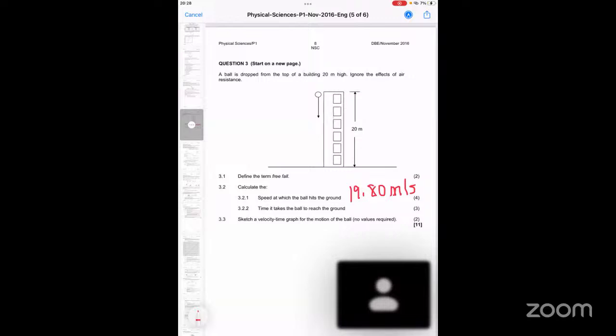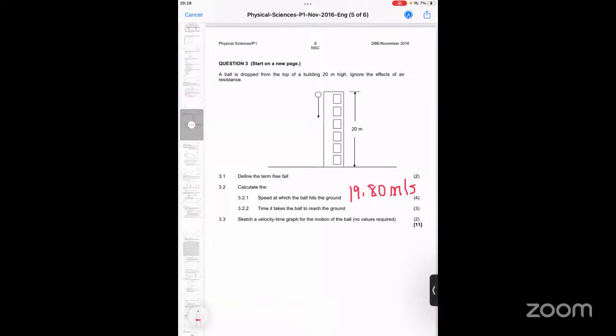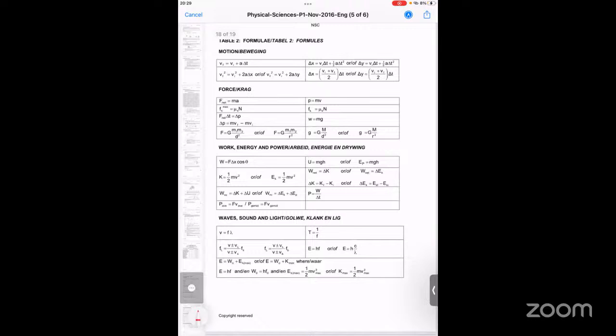Yes, I got a different answer. Okay, what did you get? I got 0.49, 0.50 seconds. Okay, how did you calculate it? I used the same formula as Ali used, which is delta y is equal to initial velocity plus final velocity divided by 2 times change in time. But for my final velocity, I used 19.80 meters per second.